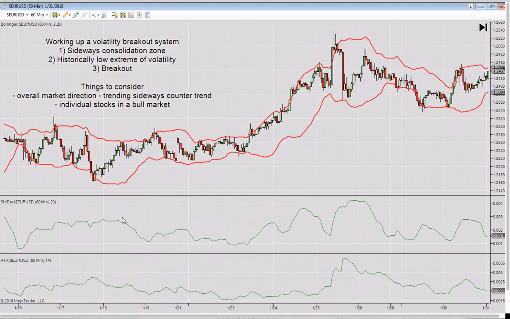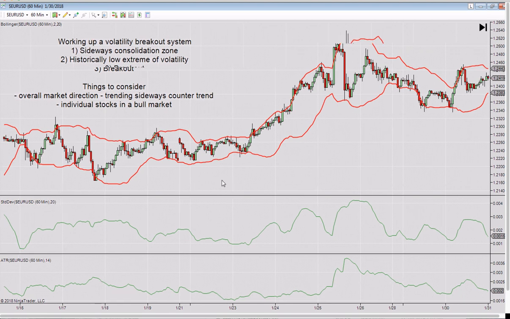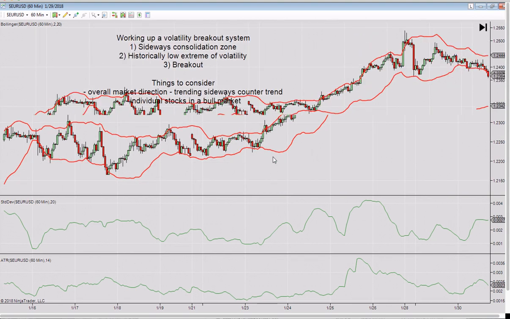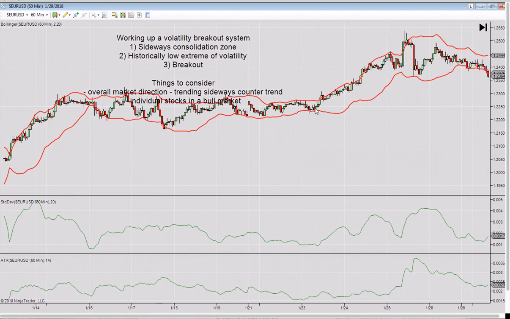So anyway, what we are looking for is an extreme of low volatility. You can see here we have an extreme of low volatility, and here we also have an extreme of low volatility. So the things to consider when you're working up a sideways volatility breakout system: number one, you need a sideways consolidation zone. It doesn't work at all if you're talking about volatility coming down in a trending period. It has to be a sideways zone like this or a sideways zone like that.